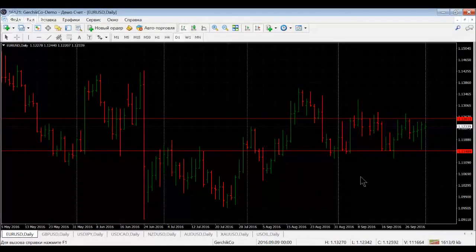Okay, we start again. It's the euro versus US dollar. As you can see, we have a lower side of the level, 1.11489, and a top side of the level, 1.12613. Between the higher side and the lower side of the level, we have a channel. It's a pretty decent channel.